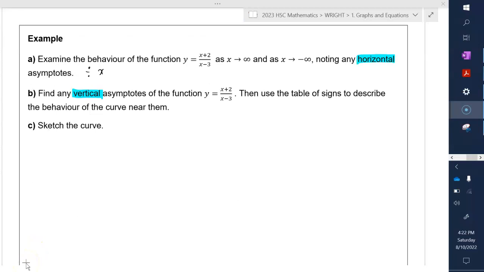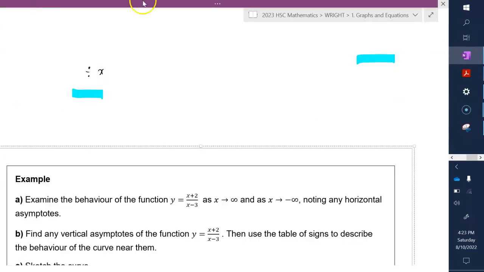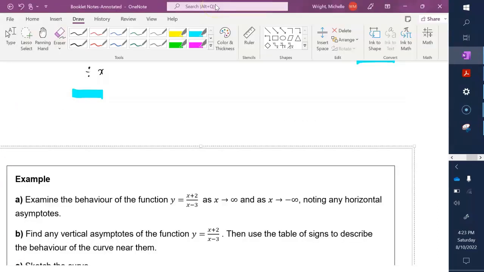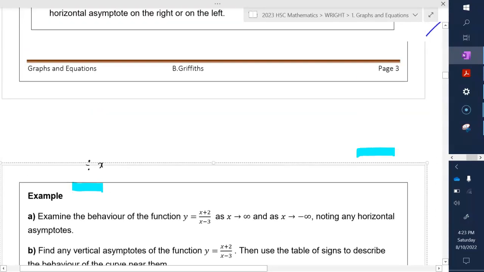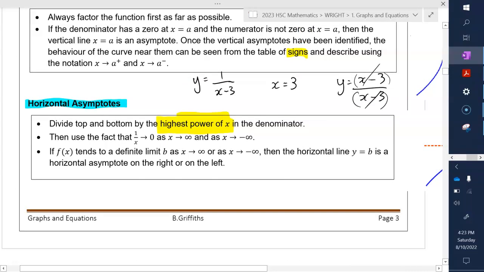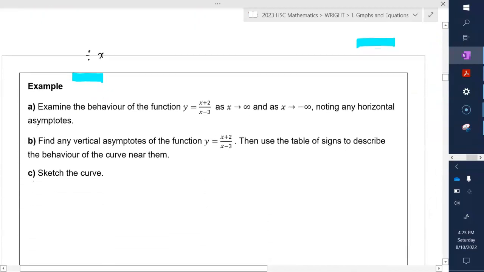Okay, so if we're looking at part A, we're looking at our horizontal asymptotes. So if you look back to what the note said, what we needed to do for our horizontal asymptotes, just going up above. So I'll just fix my screen up here. What it said we needed to do was divide the top and bottom by the highest power of x in the denominator. Okay, so let's go back down here.